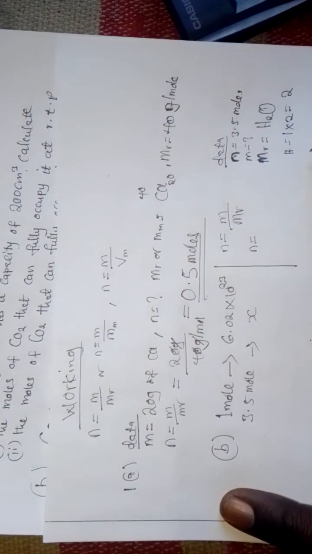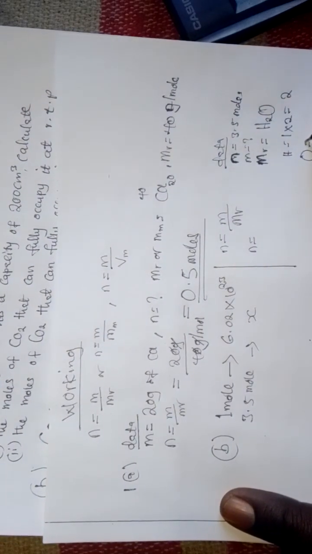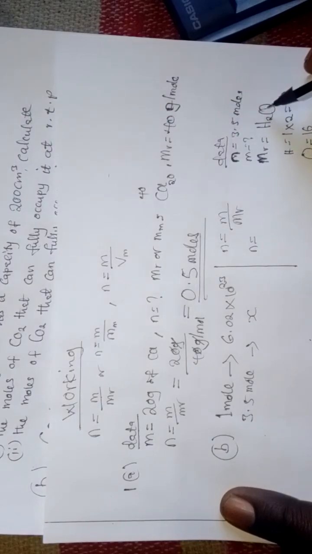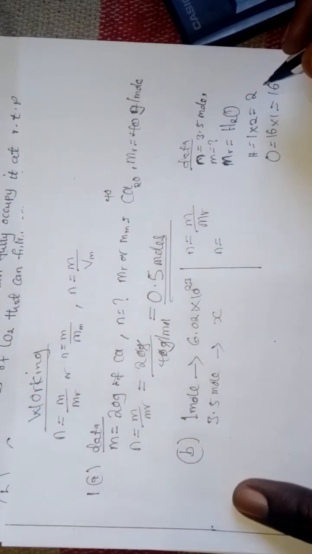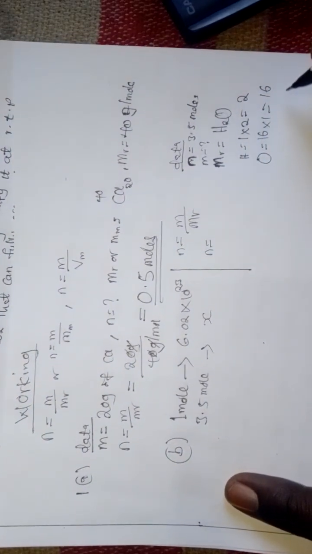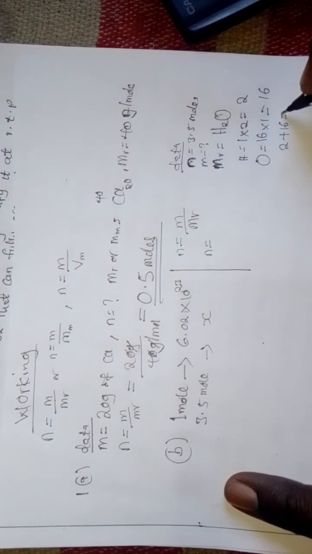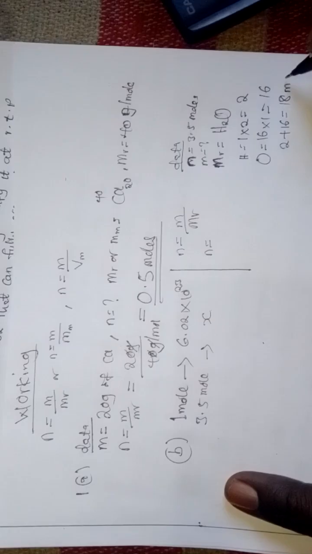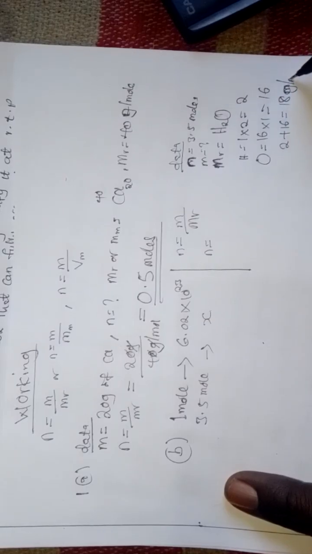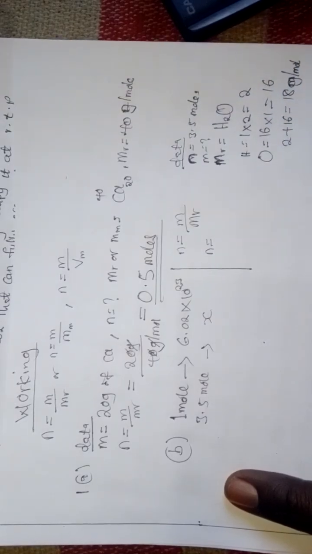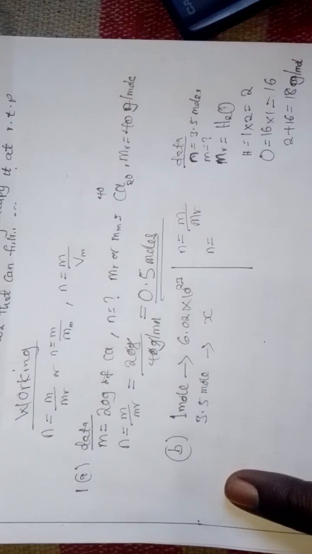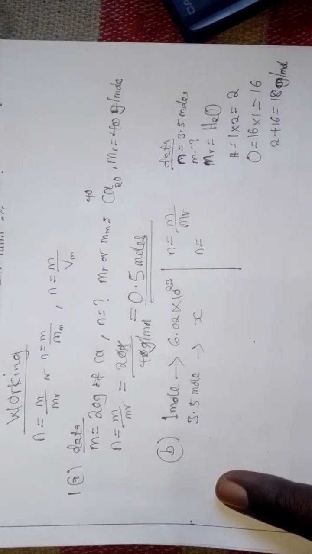What of oxygen? We can say the mass number for oxygen is 16, and you only have 1 oxygen there, so times 1 gives us 16. When we add, what do we get? 2 plus 16, we are getting 18 grams per mole. So that's our Mr, or our relative formula mass.